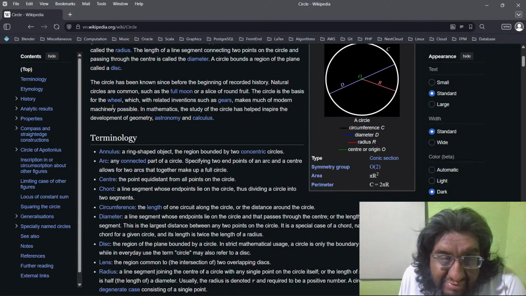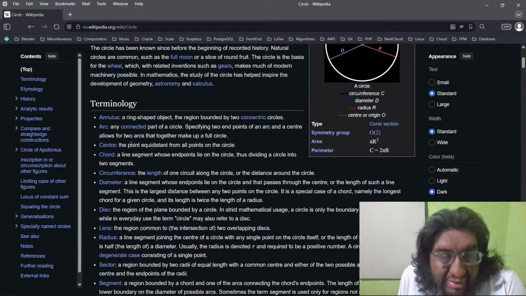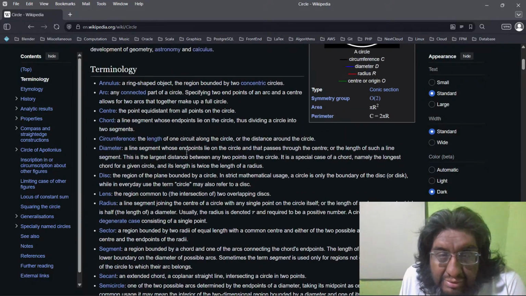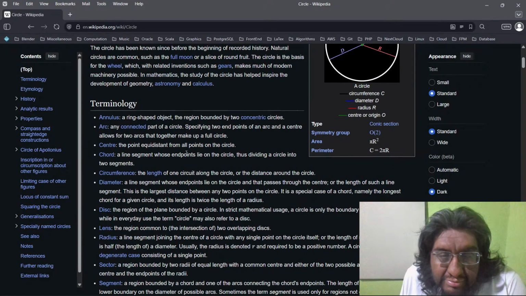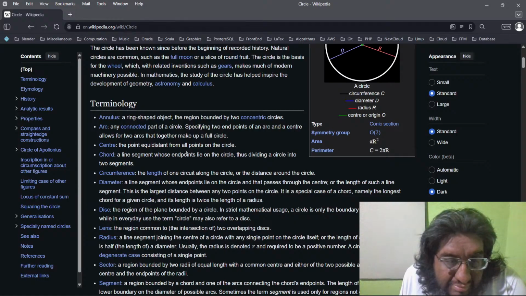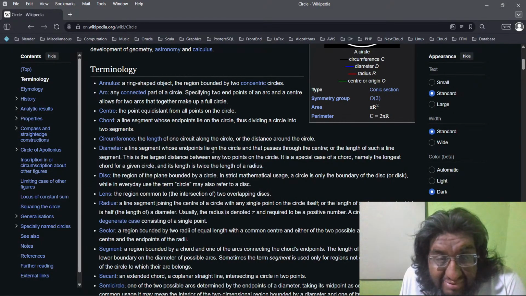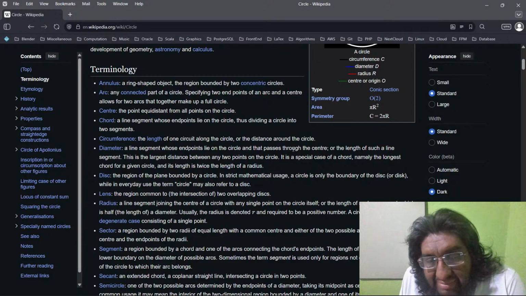The circle is the basis for the wheel. The circle has helped inspire the development of geometry, of astronomy, and calculus. Here was the ring-shaped object. So here is the diameter: a line segment whose endpoints lie on the circle, and that passes through the center.